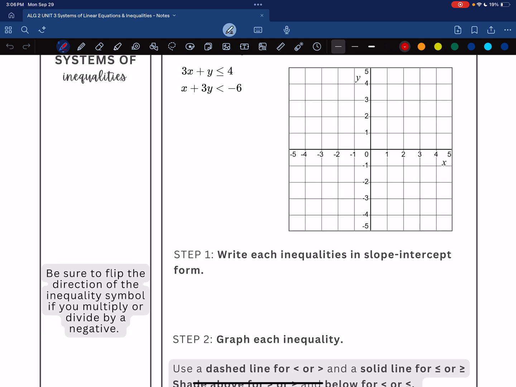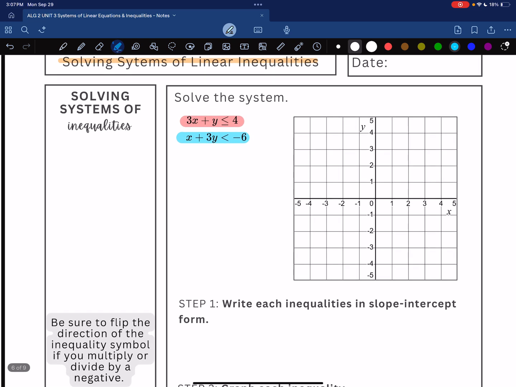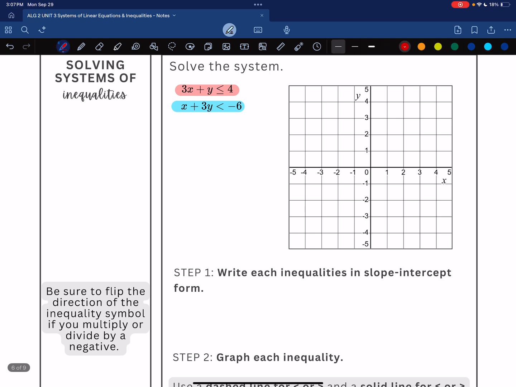Step number 1 is going to be to write each inequality in slope-intercept form. We're writing each inequality in slope-intercept form. So why don't we go ahead and begin. We're going to highlight our first inequality, and I want everyone to do this in red or pink, but the first one will be red, and then the second one will be blue. And this is going to help us to distinguish the different regions that are generated. You'll see what I mean in just a minute with that terminology of regions.